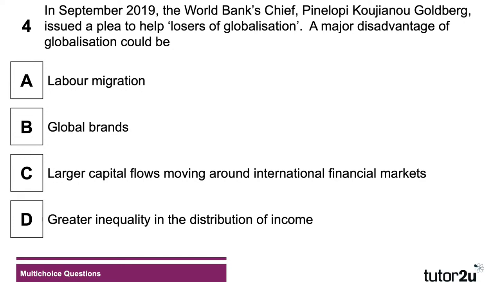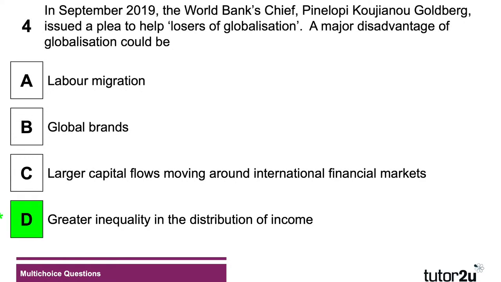So is it labour migration? Is it global brands? Is it to do with larger capital flows moving around international financial markets? Or is it greater inequality in the distribution of income? And guess what? We've got the same person again coming up with their answer first. Well done. See who else would like to join you and have a go. Okay, some more answers coming in. Looking as if people are all agreeing on the same answer there.